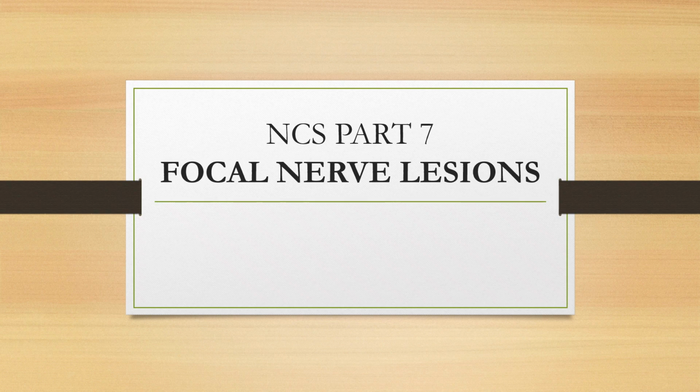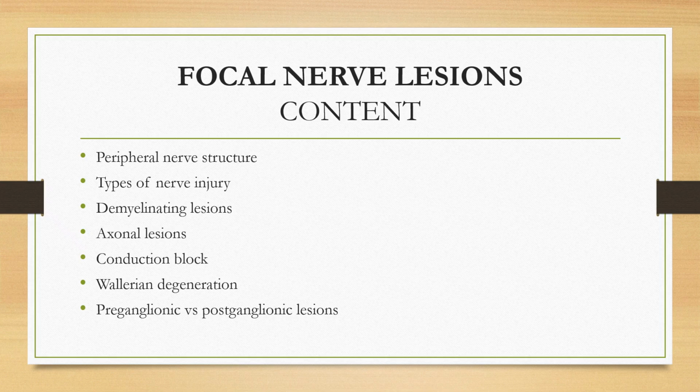NCS Part 7, Focal Nerve Lesions. Focal nerve lesions we will be discussing in order of peripheral nerve structure, types of nerve injury, demyelinating lesions, axonal lesions, conduction block, Wallerian degeneration, preganglionic versus postganglionic lesions.